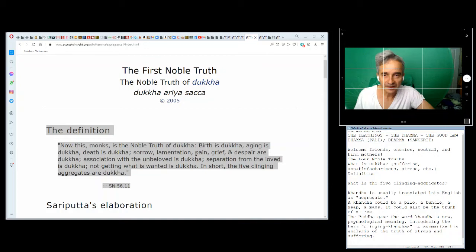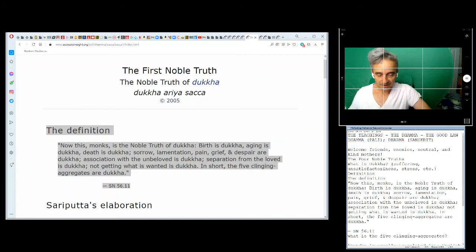Now this, let me read this. Now this, monks, is the noble truth of dukkha. Birth is dukkha, aging is dukkha, death is dukkha, sorrow, lamentation, pain, grief, despair are dukkha. Association with the unbeloved is dukkha. Separation from the loved is dukkha. Not getting what is wanted is dukkha. In short, the five clinging aggregates are dukkha. Oh, that's the way that verse was translated.